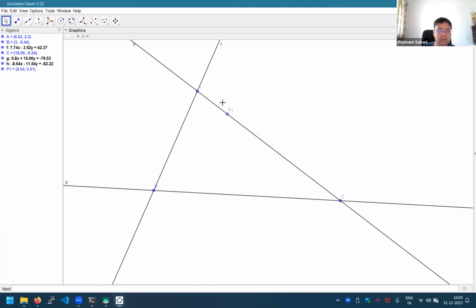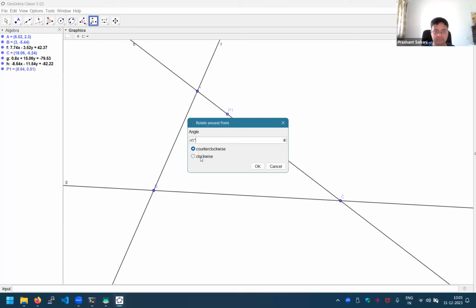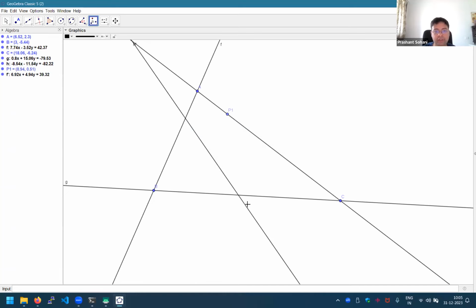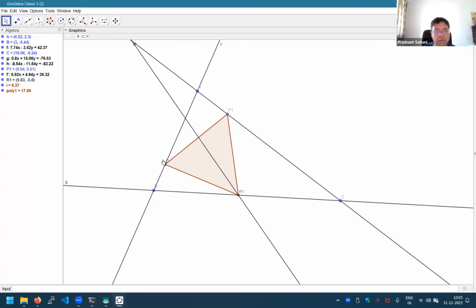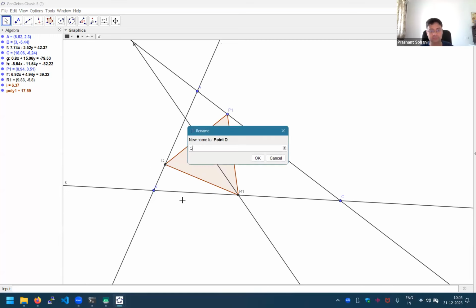Okay, and so if I repeat the procedure of drawing the equilateral triangles with P1 as the center, you know the procedure well by now. So if I rotate P1 60 degrees, where it meets the second line, this is my point R1, and so if I construct an equilateral triangle with P1 R1 as my two vertices, you see nicely how the third point is going to lie on the third side.